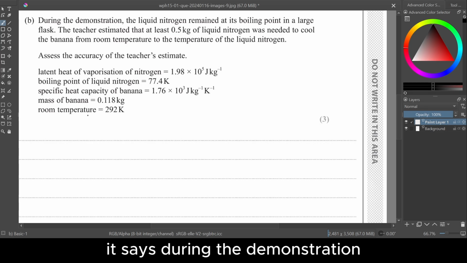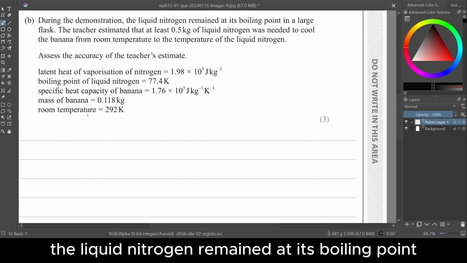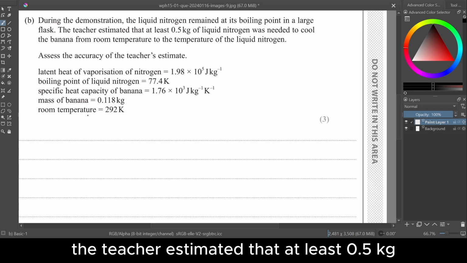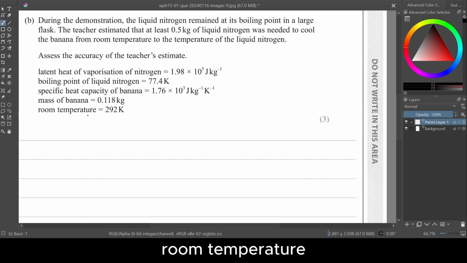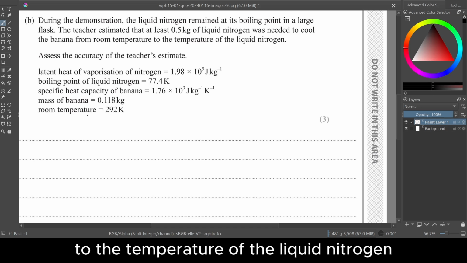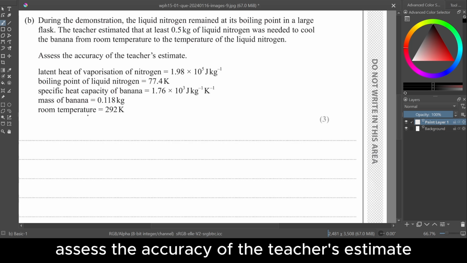Okay, so we have this next part right here. It says during the demonstration, the liquid nitrogen remained at its boiling point in a large flask. The teacher estimated that at least 0.5 kg of the liquid nitrogen was needed to cool the banana from room temperature to the temperature of the liquid nitrogen. Assess the accuracy of the teacher's estimate.